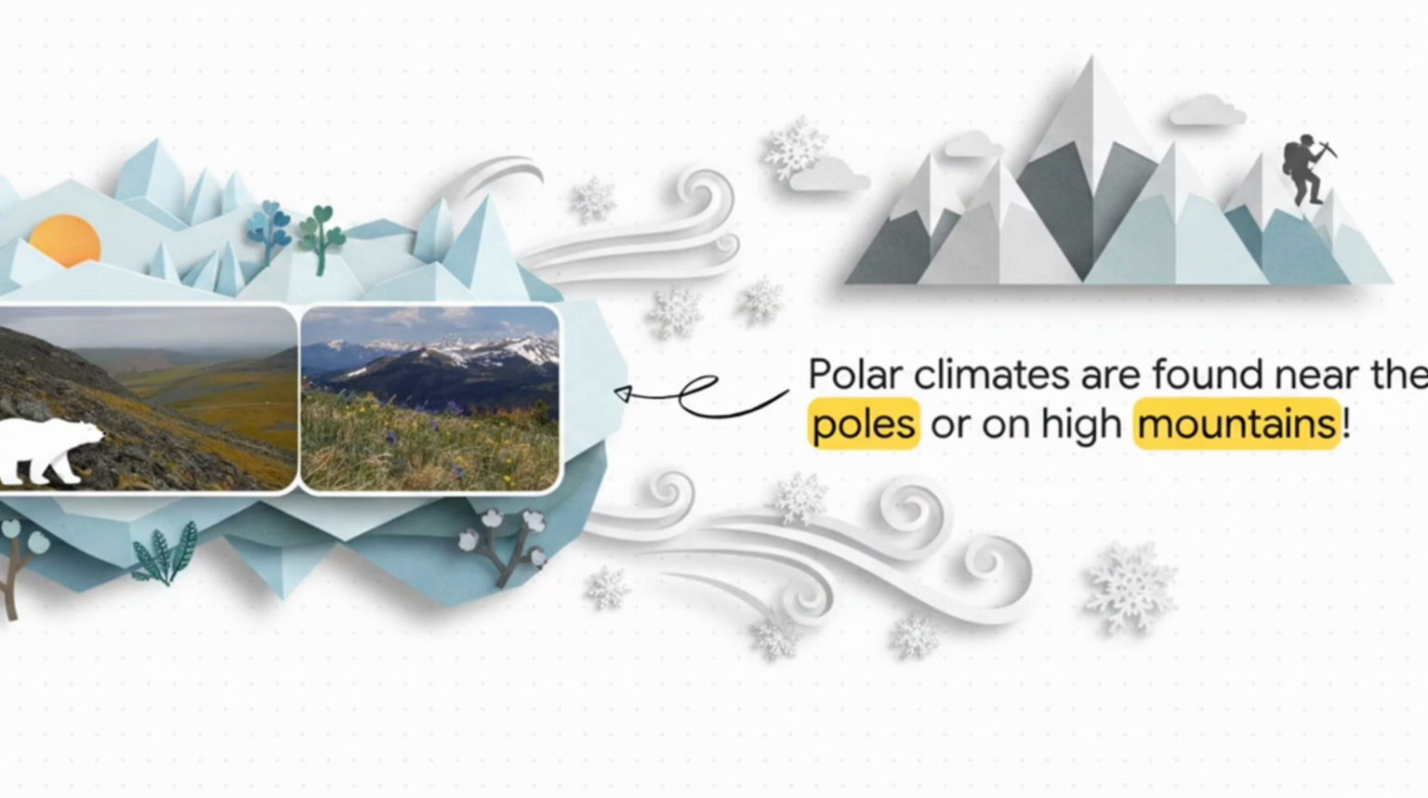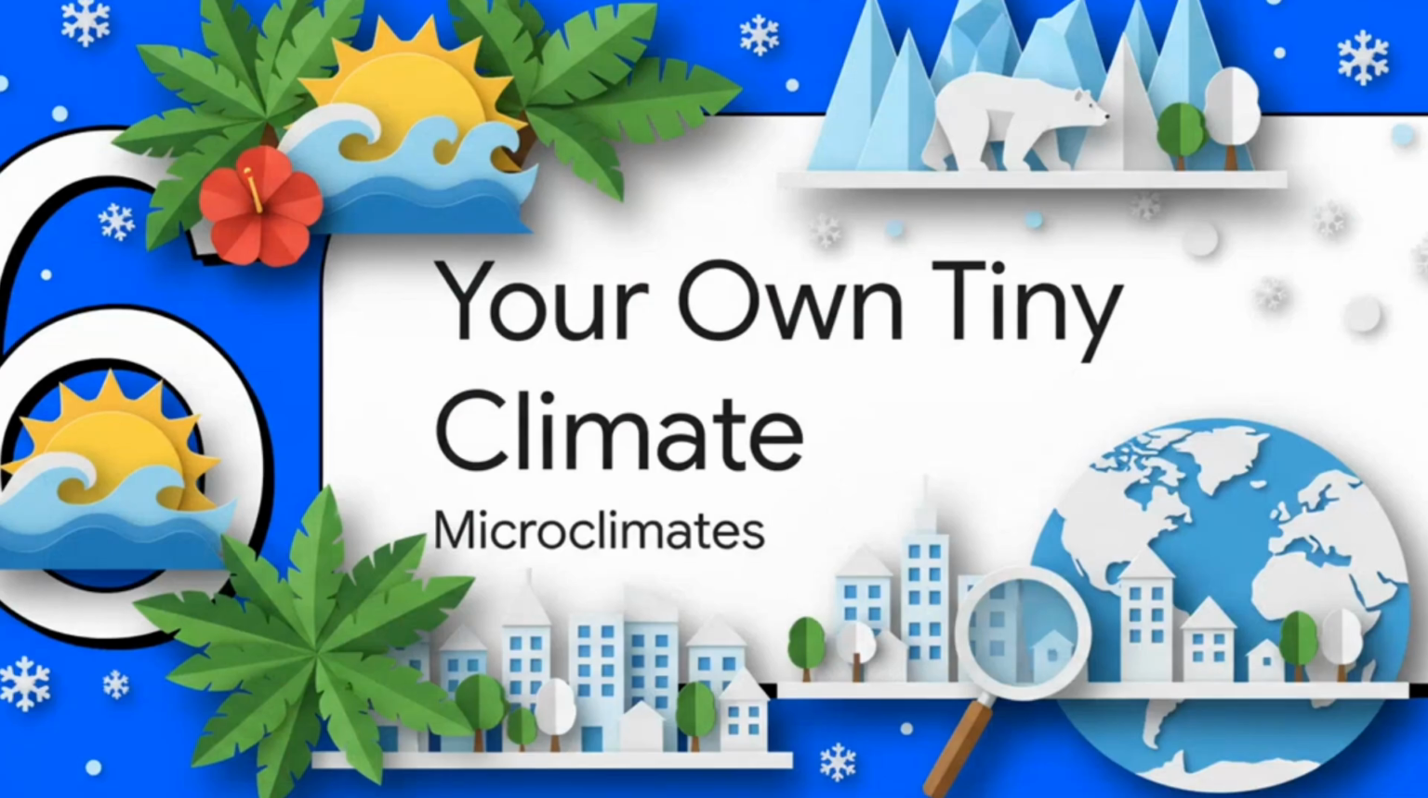Now this is amazing. You can find these super cold climates way up north, right near the North Pole. But get this, you can also find a polar climate at the very top of a super tall mountain, even if that mountain is in a warmer part of the world. That's because it gets colder the higher up you go. How cool is that? Wow.